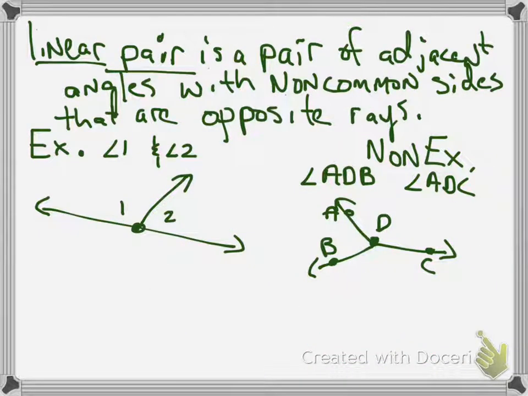Next one is a linear pair. A linear pair is a pair of adjacent angles with non-common sides that are opposite rays. In other words, this ray and this ray are the non-common sides. They share this one right here, but these two they don't share, and they are opposite rays. That's an example, and then of course you can see the non-example.